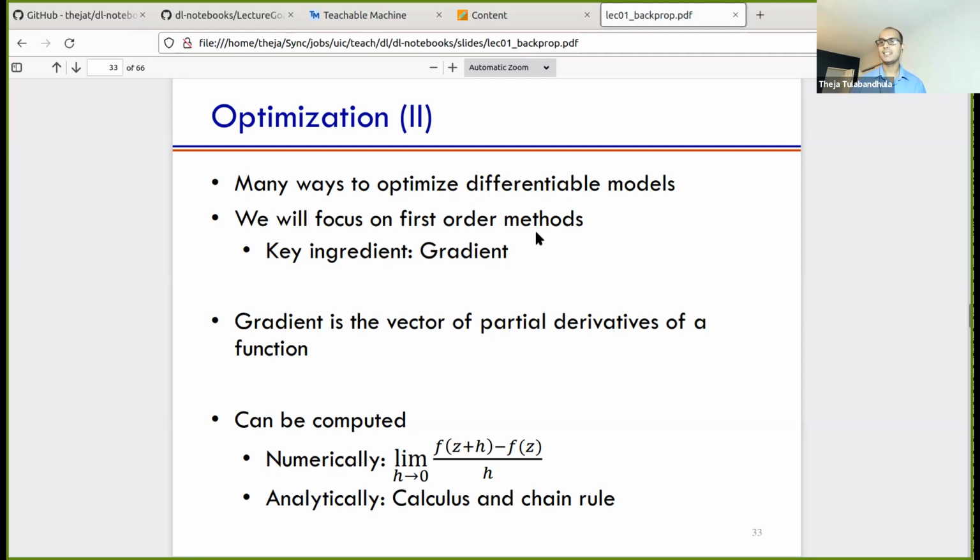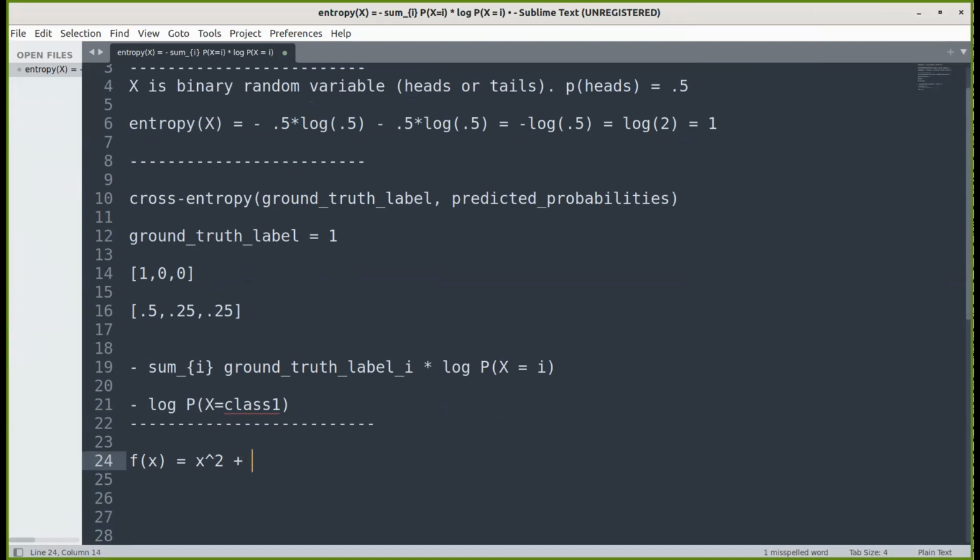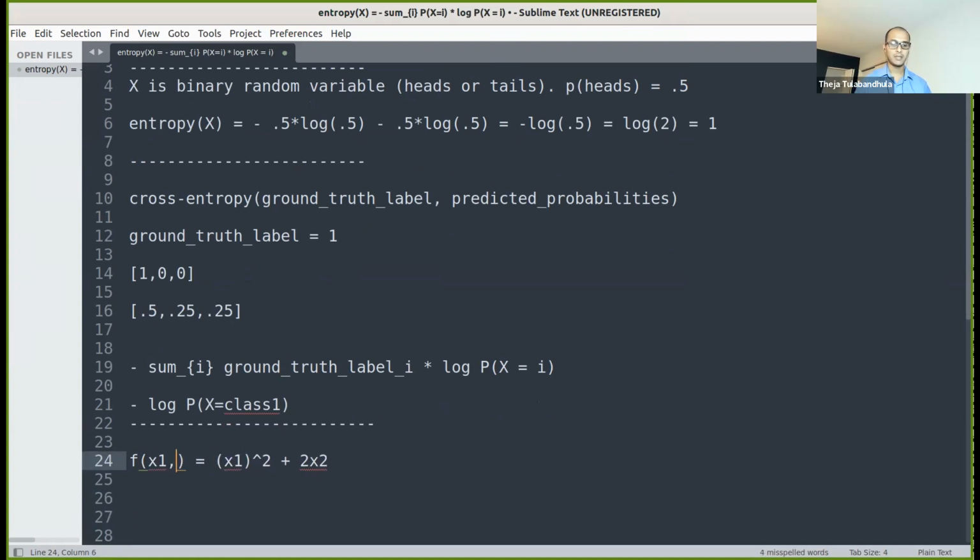So what is a gradient? Gradient is just a vector of partial derivatives of a function. Let me go to that and say, partial derivative. Let's say f of x is equal to x square. Let's say I wanted to use two notations: x1 square plus x2. Let's say f takes x1 comma x2 as the input. So this is a function of two variables, x1 and x2, and it's x1 square plus 2 times x2.